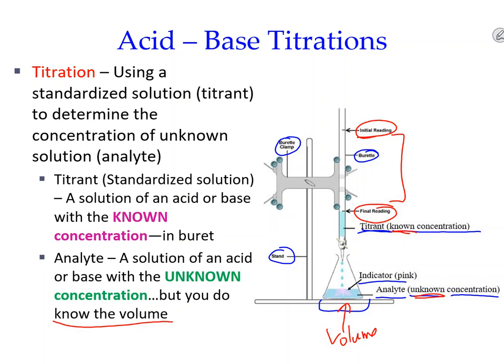So these are the basic constructs here. The titrant is the standardized solution. It's the known concentration. The analyte's usually the unknown in there. That's going to be in the flask. And it's basically a laboratory way of detecting and figuring out the concentration of a solution that you don't know.